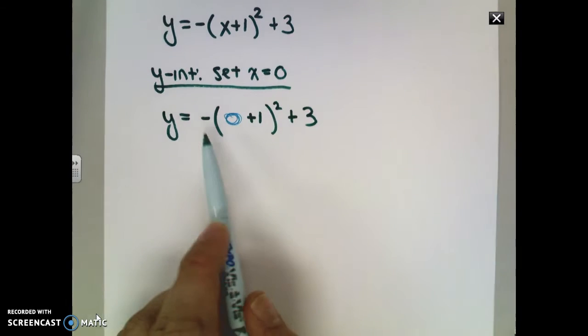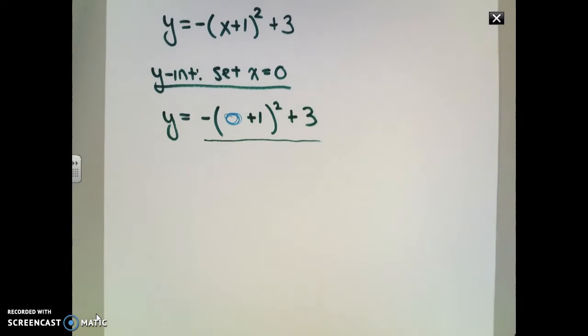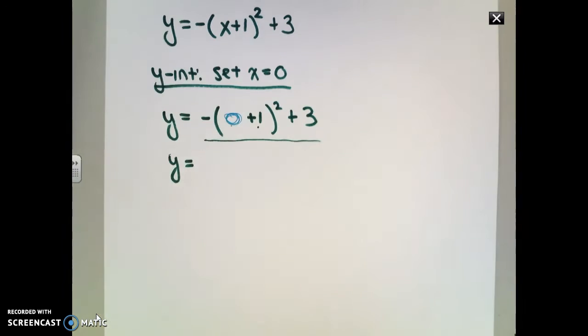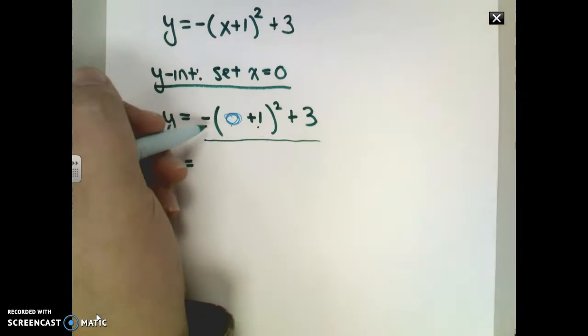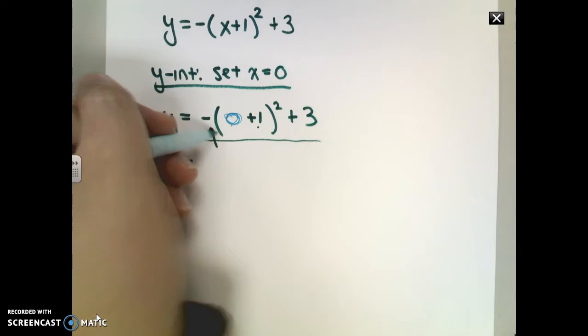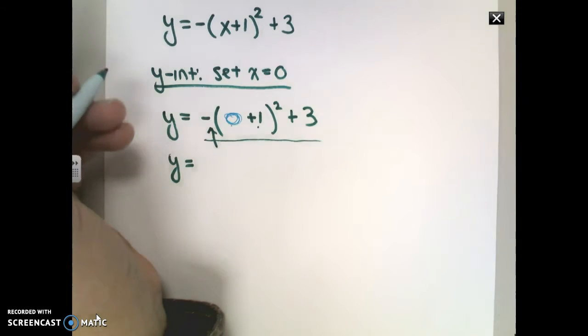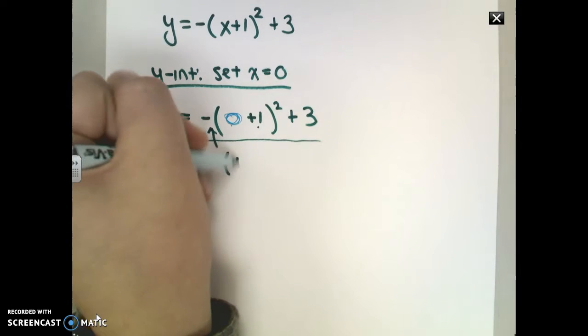And so, yes, you could plug this into your calculator, being sure to make sure all parentheses and negative signs are taken care of. But by doing this by hand, what I'm really going to end up with is 0 plus 1, which is 1, and 1 squared, which is 1. But take note of something here. There's a negative sign in front of this parentheses. And so when I actually go ahead and do this, let me write it out the long way.